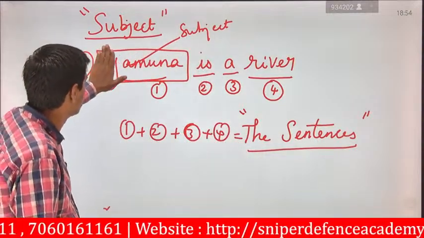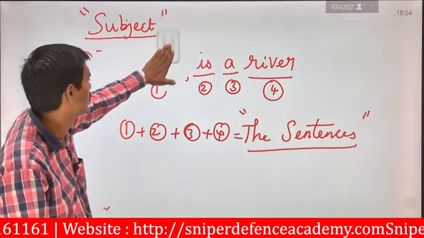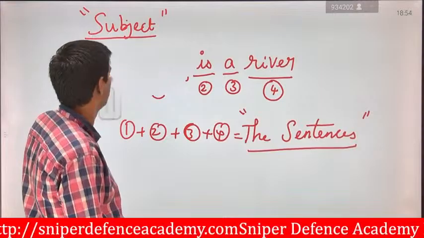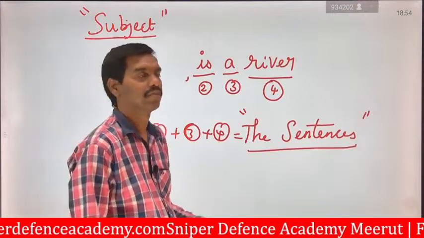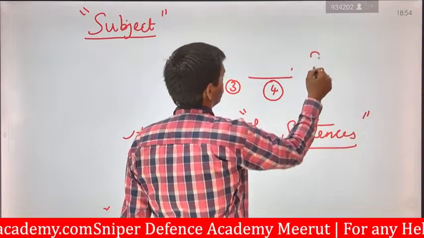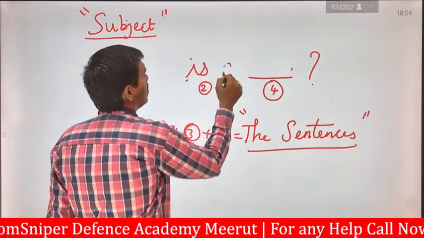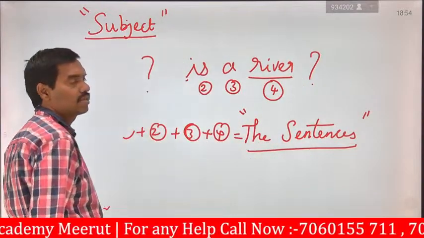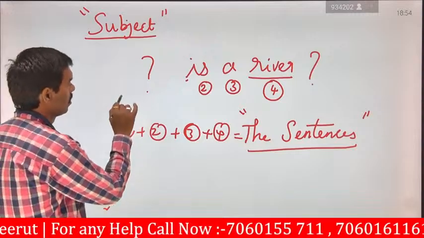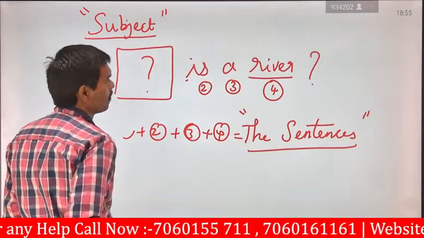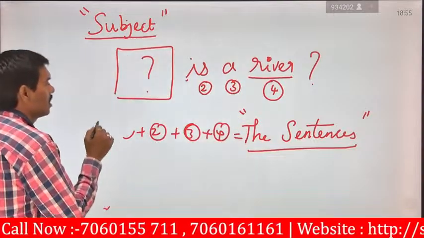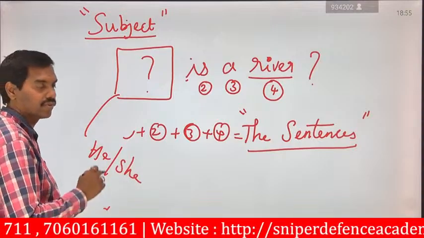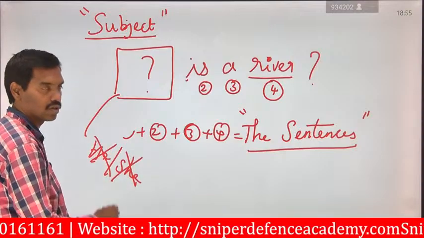For example, I am going to remove this Yamuna. Okay. Is a river. The question is, is a river. Is it meaningful? Is a river is meaningless. Who is a river? Here, who is a person? You have to say who is a person. Here in this place, you cannot say he or she. If you replace this word with he or she, it will be totally wrong.